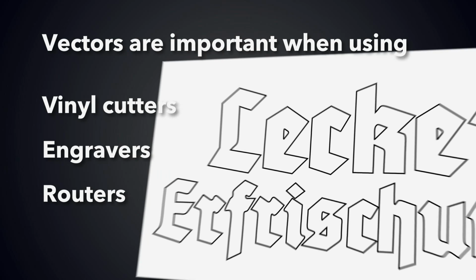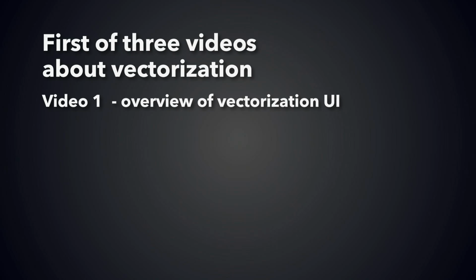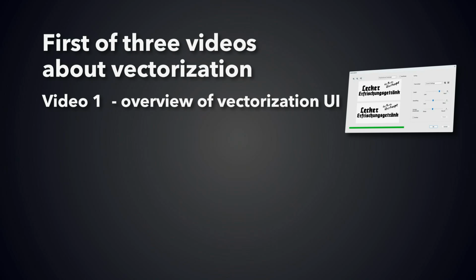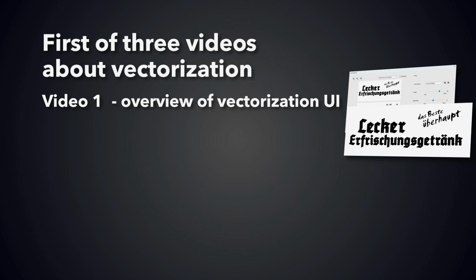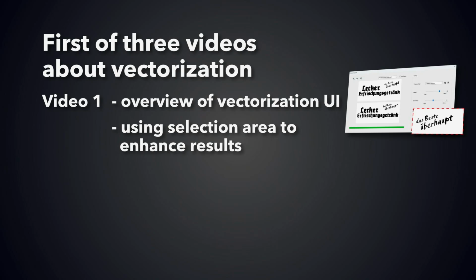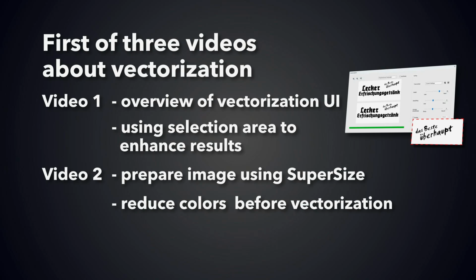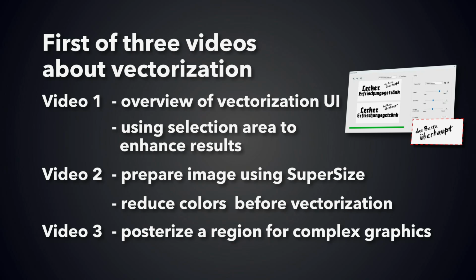This is the first in a series of 3 videos about the vectorization feature available in SignLab. This video will give you an overview of the new vectorization UI, using a monochrome black and white image, and how to use selection area to enhance the vectorization results. The second video will show you how to prepare an image for vectorization using supersize, the new edge feature to improve vectorization, and finally reducing color in a photo before vectorizing it. The third video will explain how to posterize a region for complex graphics.